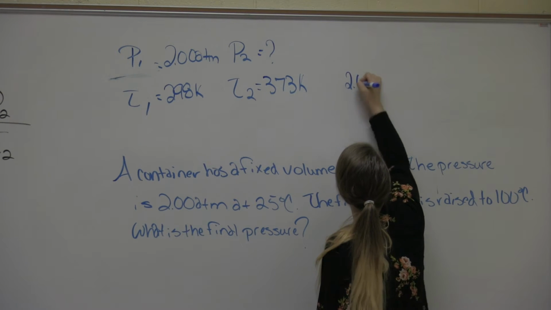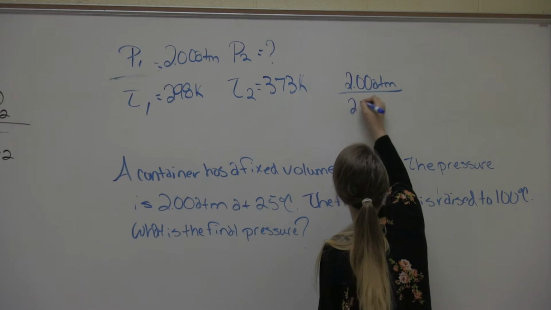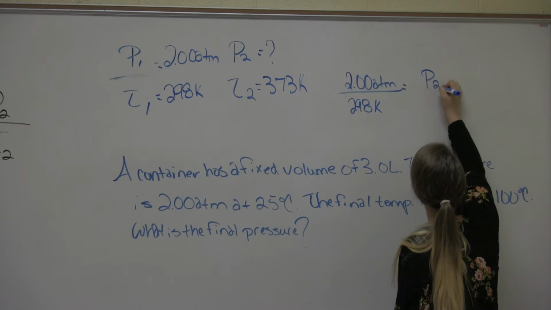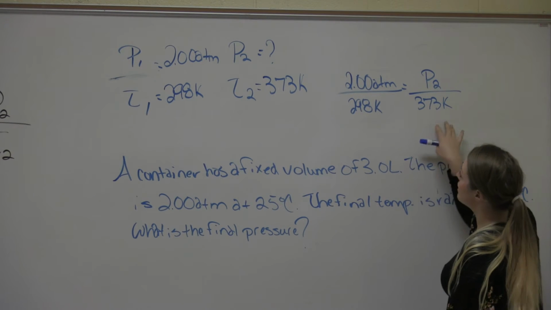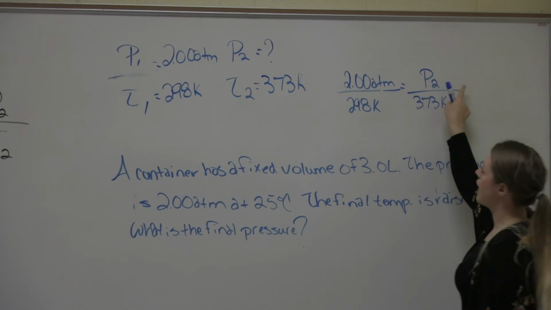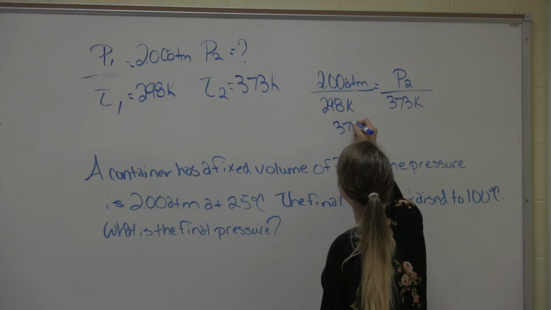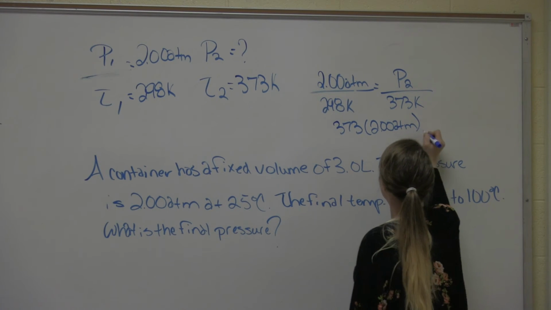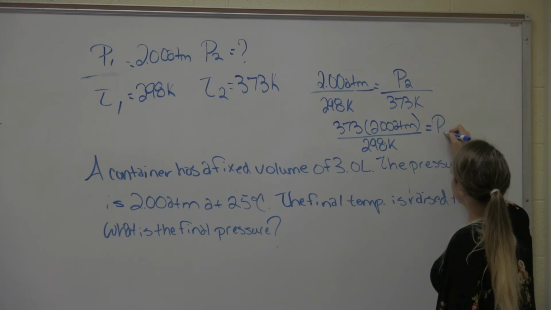So our P1 is 2 atmospheres, divided by our T1, which is 298, equals our P2, which is our unknown, divided by 373 Kelvin. Okay, now notice that our units, if my pressure starts off in atmospheres, my final pressure is also going to be in atmospheres, so those have to match. Okay, so we're going to cross multiply here, so we're going to have 373 times 2 atmospheres divided by 298 Kelvin. Okay, this is going to give us our P2.